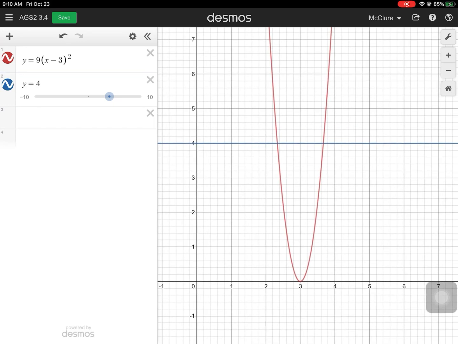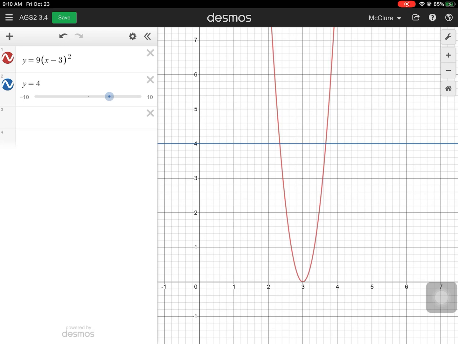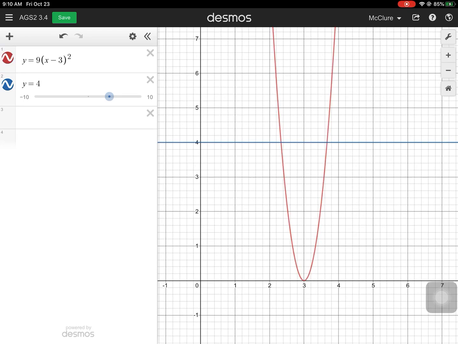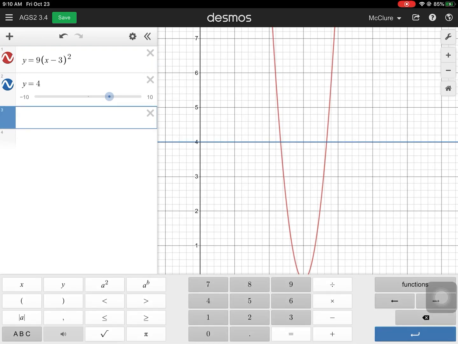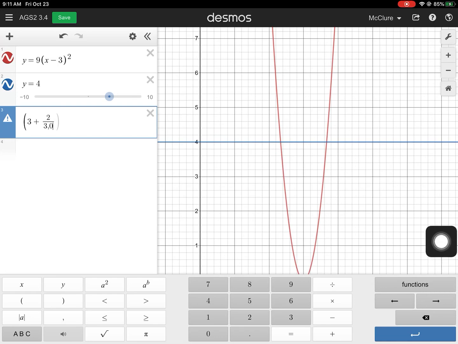Let me see here. It's being a little finicky here. Okay, so here's a point. And you can kind of see on that point, the x-intercept is at 3 2/3. So let me put it in point form. 3, and then plus 2 divided by 3. And then this is at 0. Whoops, that's not how I want that.